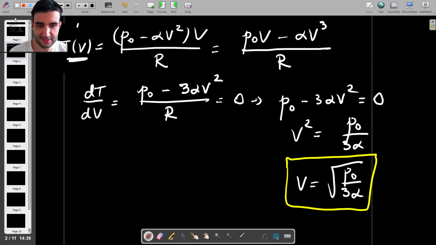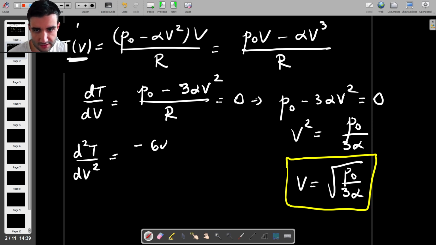We don't yet know whether this is a maximum, minimum, or maybe even an inflection point, but we have to show that this corresponds to a maximum. The way to do that is to find the second derivative. If we differentiate this again, P naught is a constant so it gets cancelled out, and we get minus 6 alpha V over R. As you can tell, alpha and R are both positive, V is a volume so that's clearly positive, and the minus makes the whole thing negative. So this is a concave function, basically. That's what this tells us.